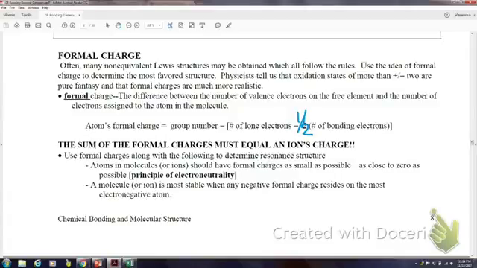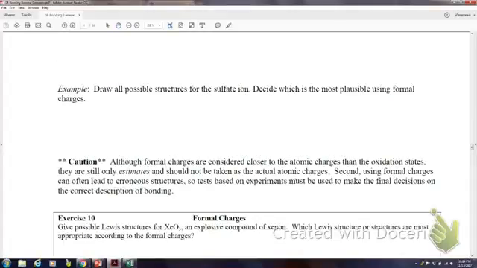So let's look at that example of SO4 and just see if it makes sense. Hopefully it does. The example here is: draw all the possible structures for the sulfate ion and decide which is most plausible. I'm going to put a new sheet because there's no way I can draw it in that small space. It's just not happening. So sulfate is SO4, 2 minus.